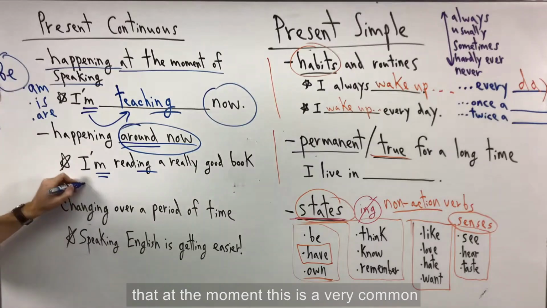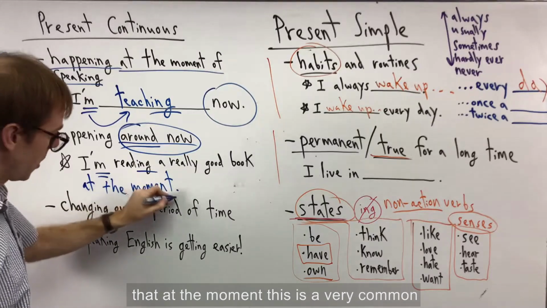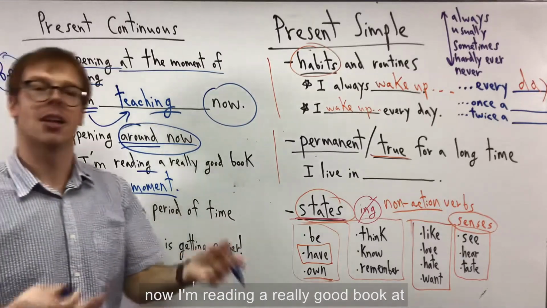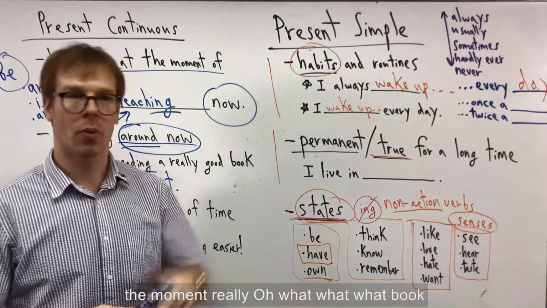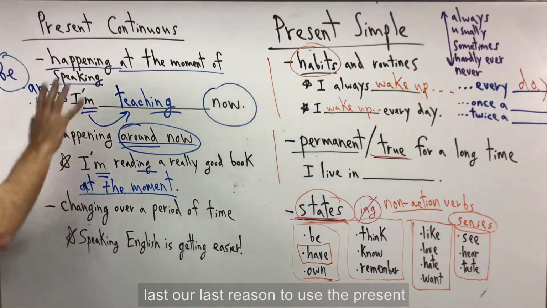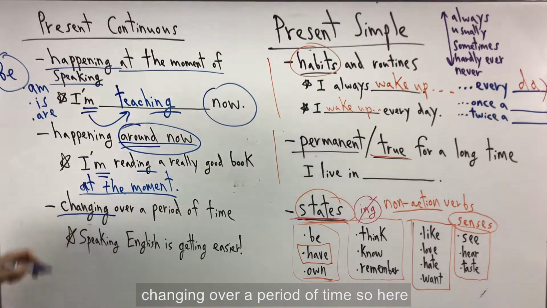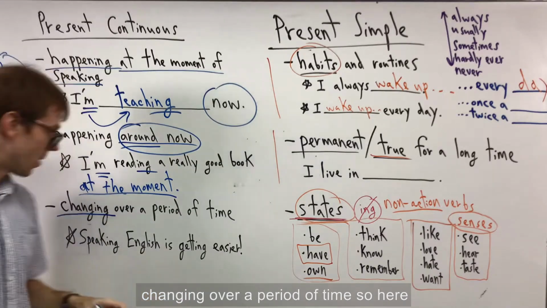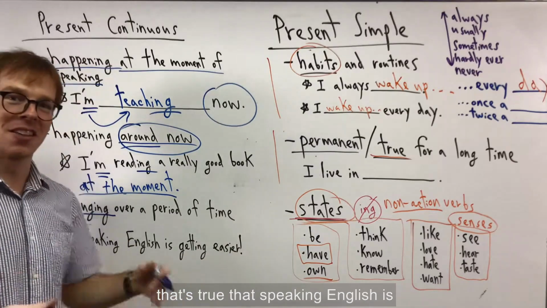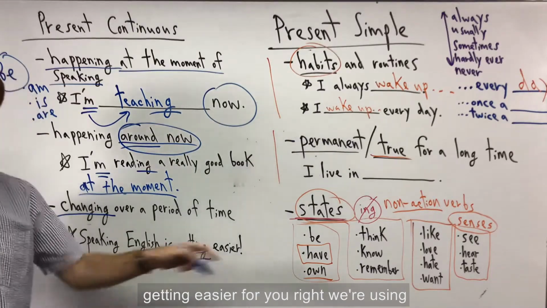That's another way we can use this grammar. We can also say things like at the moment. This is a very common phrase we can use to mean now or around now. I'm reading a really good book at the moment. Really? Oh, what book are you reading? And then our last reason to use the present continuous, our be-ing, is for something that is changing over a period of time. So here I have, speaking English is getting easier for me. We hope that's true, that speaking English is getting easier for you.